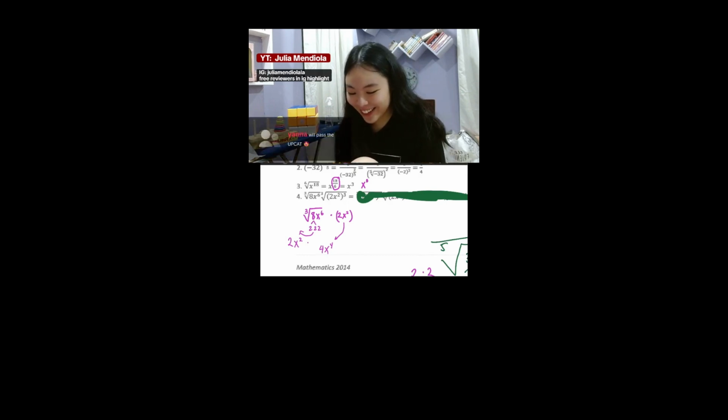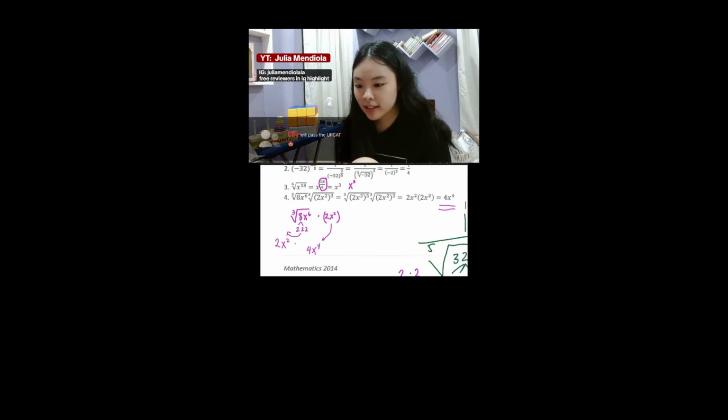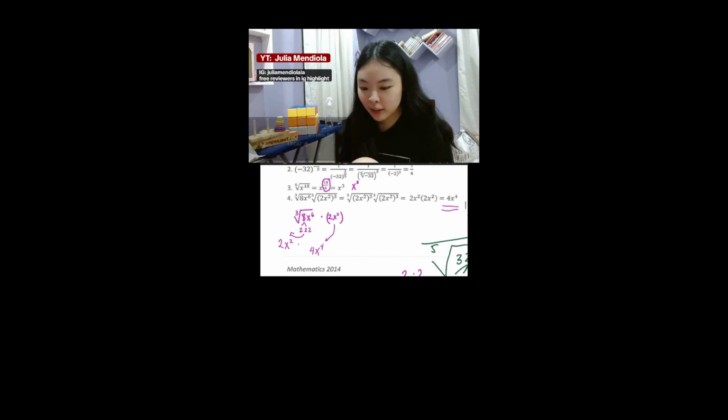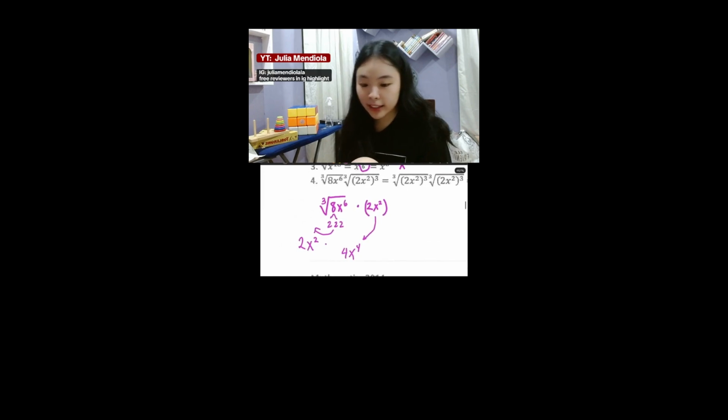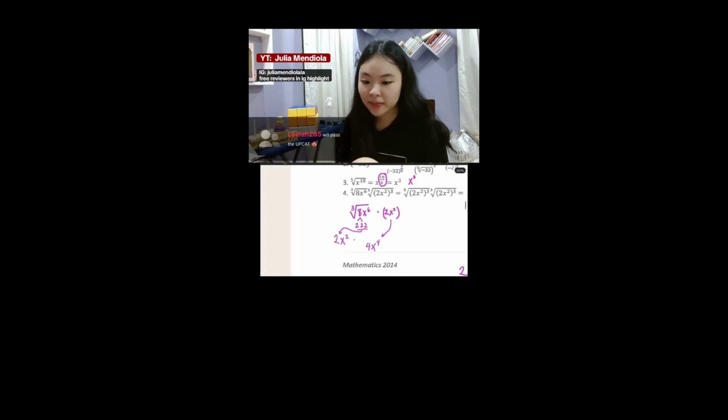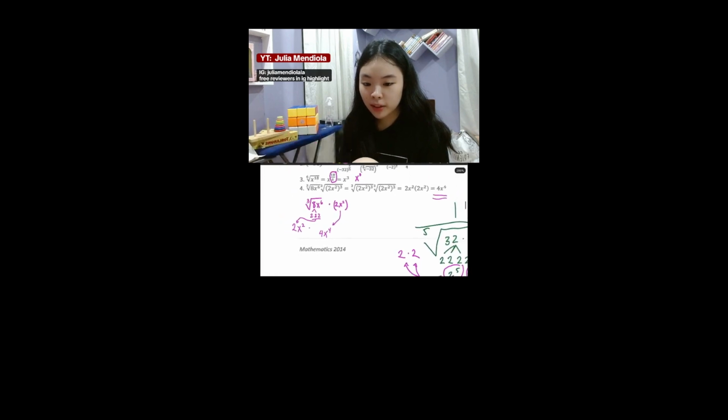Let's continue. Tingnan natin kung tama ang sagot. Oh my God, we're correct, guys. 4x raised to 4 ang sagot. Paano naging 2x squared ulit? Yung una, kasi dahil tatlong 2 ang 8, nilabas natin yung tatlong 2, magiging 2 lang siya. Tapos yung x raised to 6, i-divide mo lang by 3. X raised to 6 divided by 3 will give you x squared.